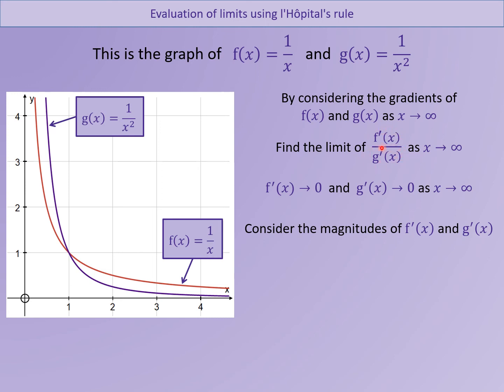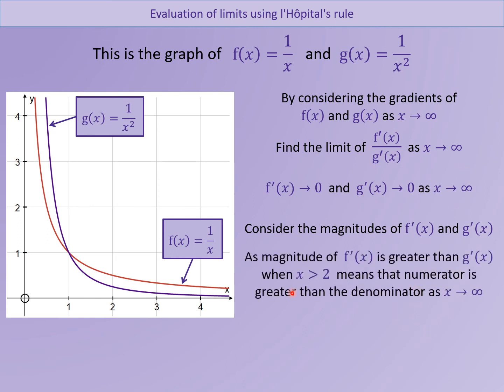Because that's tending towards zero at a faster rate, you're going to have some number divided by zero. Anything divided by zero is approaching infinity. So although both f dash of x and g dash of x are zero, if you consider at what rate they're approaching it, the g dash function is approaching zero at a faster rate. So therefore you're dividing by zero, therefore the thing approaches infinity.